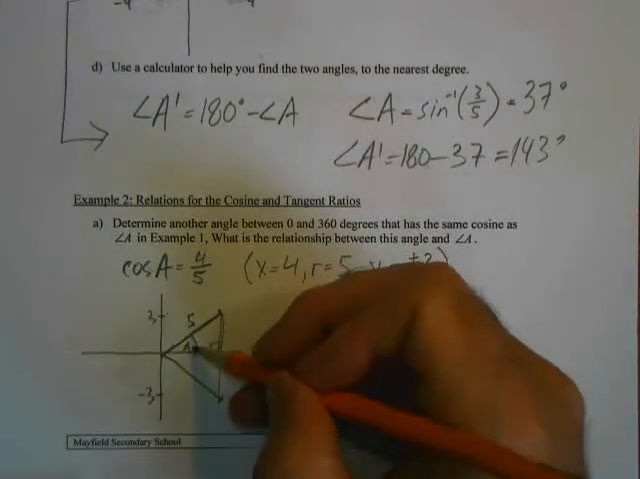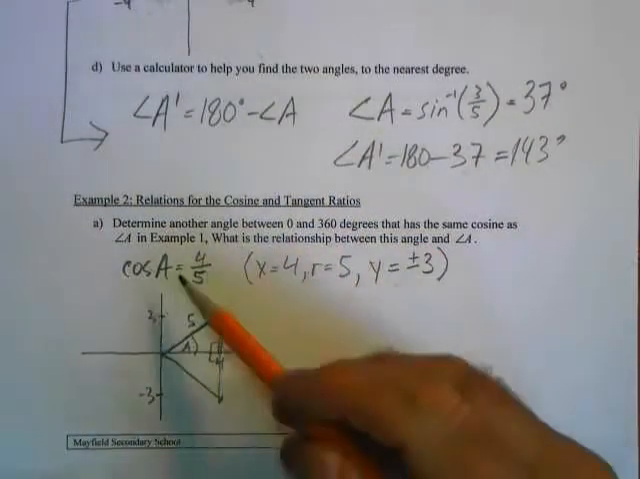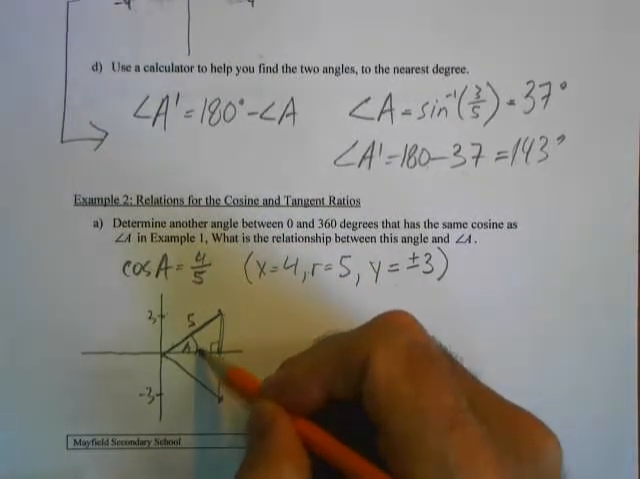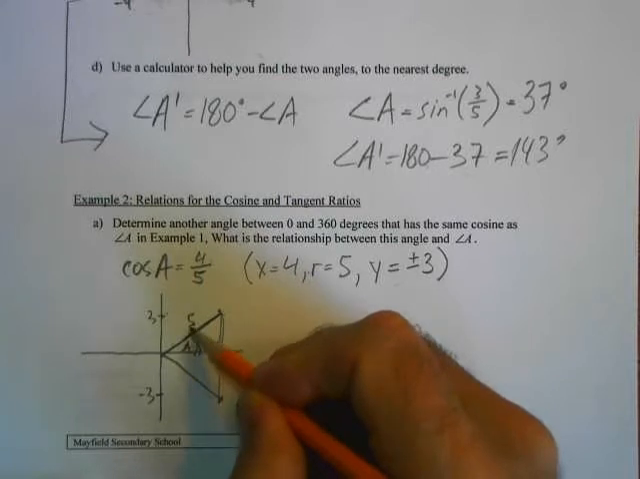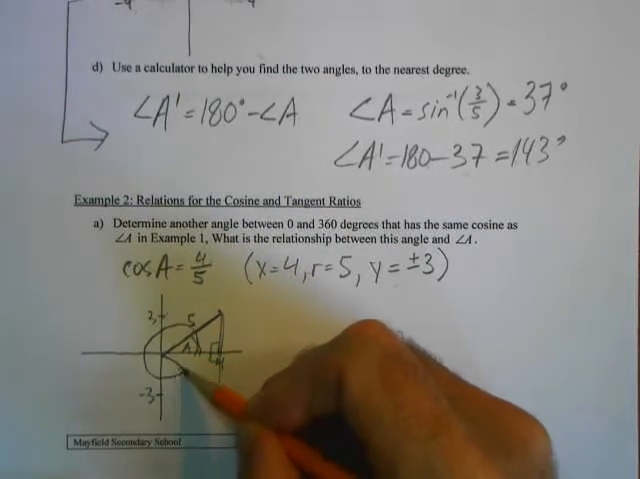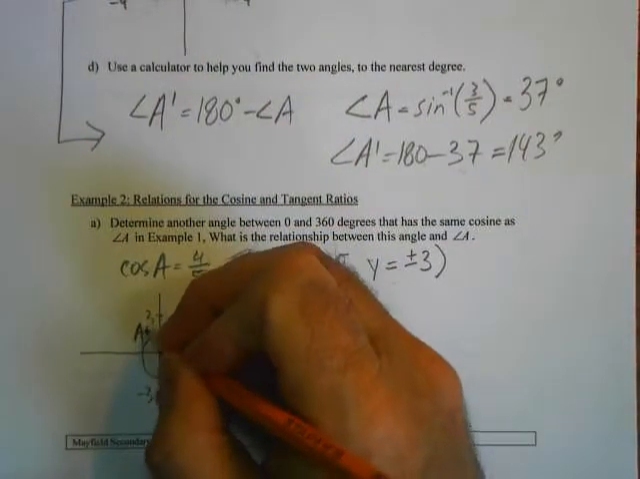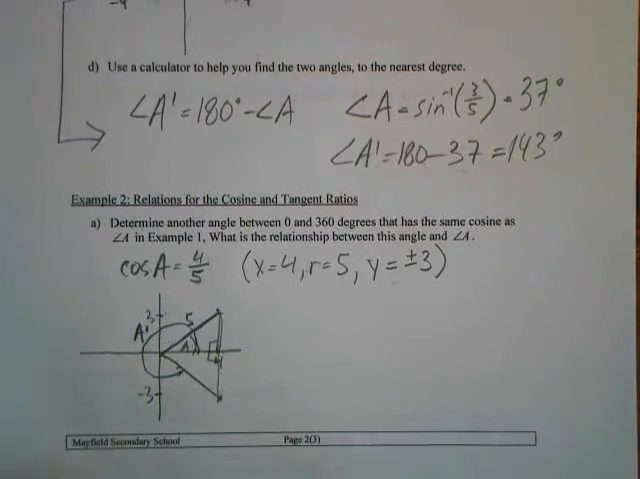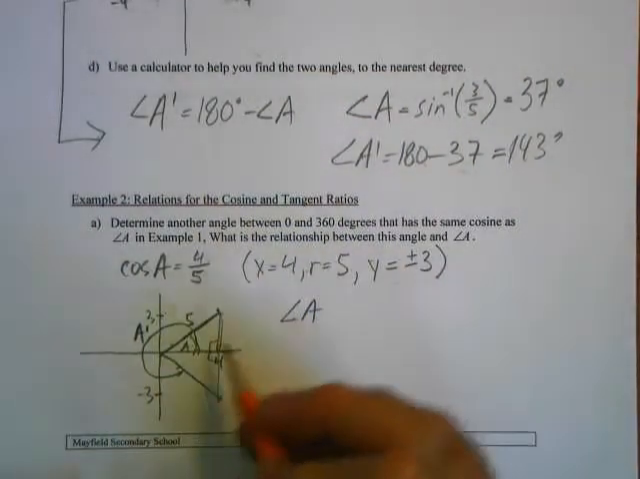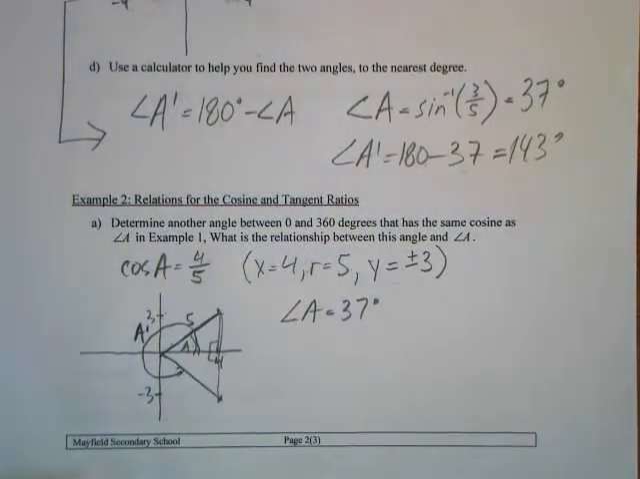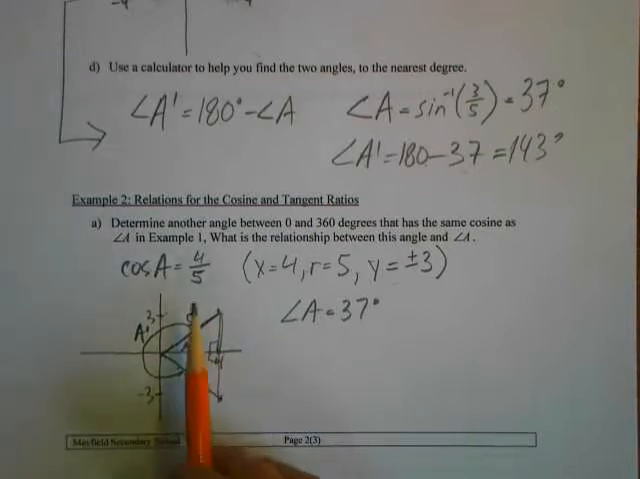So if that's my angle A, the other angle that satisfies this would be starting at the initial arm, going all the way around counterclockwise till you get to here. So I'm going to call that A prime, just like before. Now we already know that angle A, the original angle A, is 37. We've done that twice already. I could do it using cosine inverse of 4/5 as well, to get that.